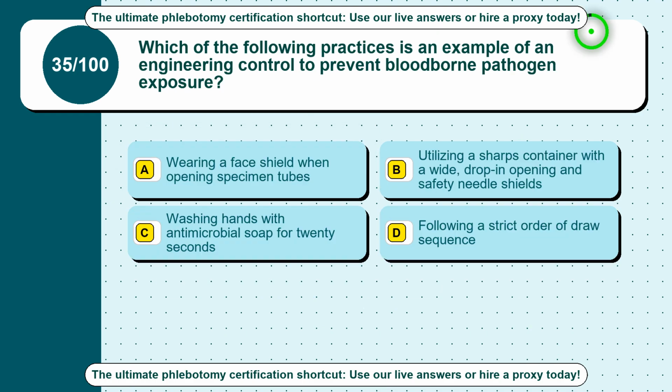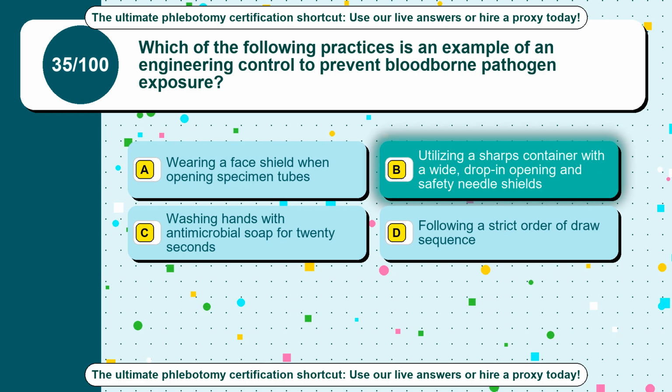Question 35. Which of the following practices is an example of an engineering control to prevent blood-borne pathogen exposure? Option A, wearing a face shield when opening specimen tubes. Option B, utilizing a sharps container with a wide, drop-in opening and safety needle shields. Option C, washing hands with antimicrobial soap for 20 seconds. Option D, following a strict order of draw sequence. The correct answer is option B, utilizing a sharps container with a wide, drop-in opening and safety needle shields.